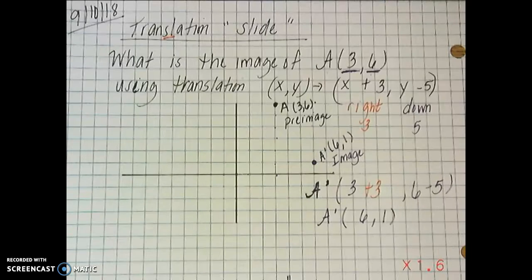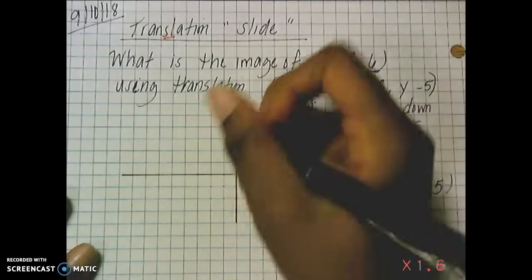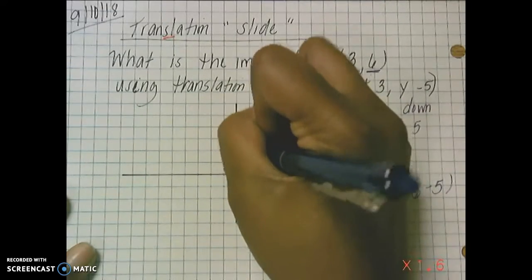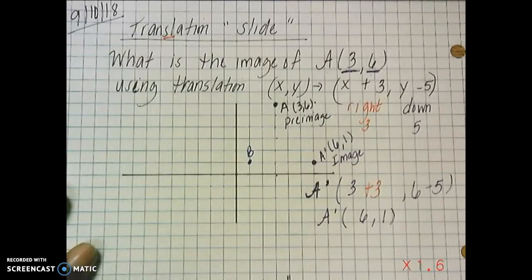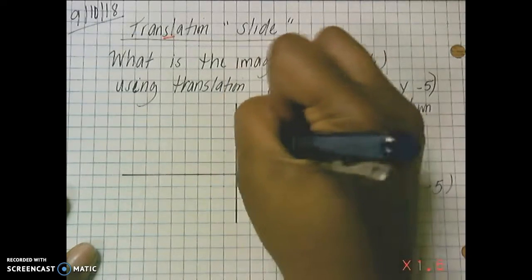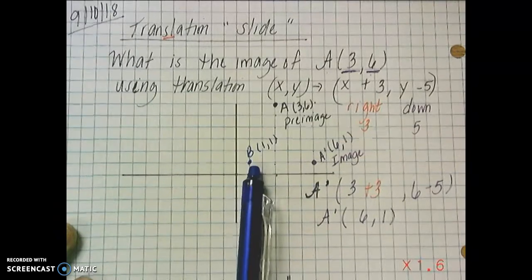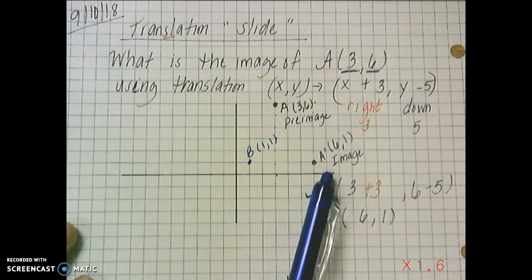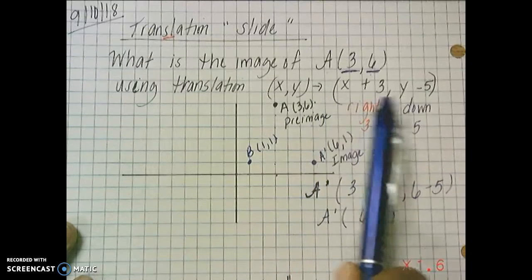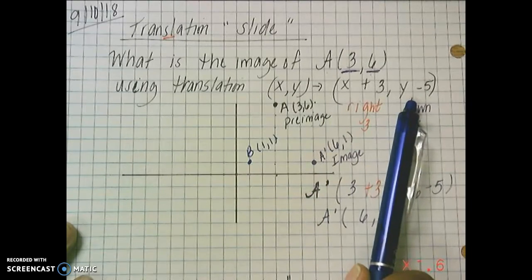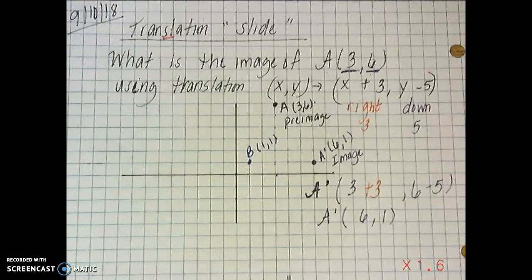Let's just say, for instance, I had a point B, and I'm going to use a different color because I'm doing a little extra. So let's say that B is at 1, 1. Okay, these are my coordinates for B, 1, 1. I want you to be able to tell me where this point B prime would be. That's my final image after it goes through a translation of X plus 3 and Y minus 5. Take a second, pause the video if you need to.